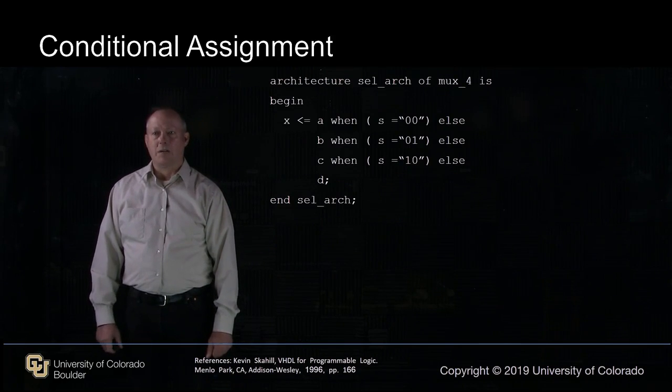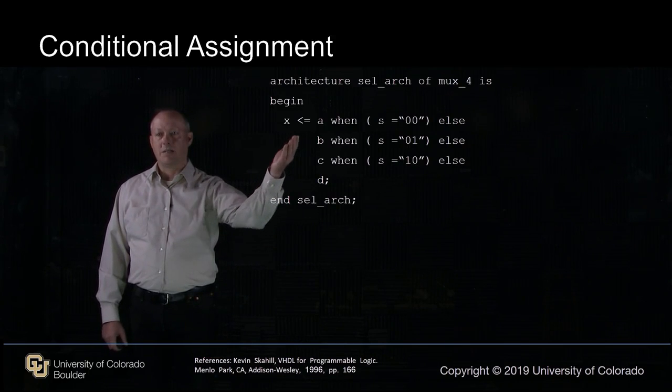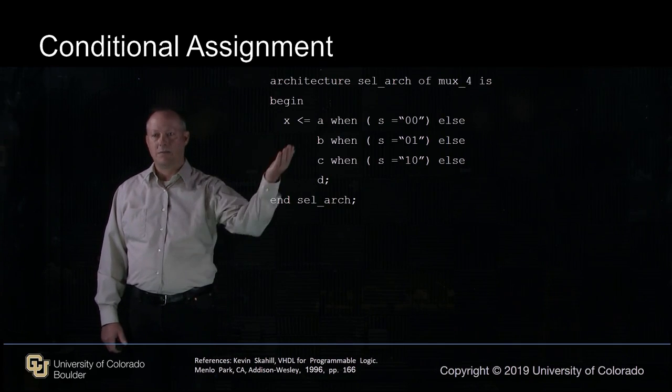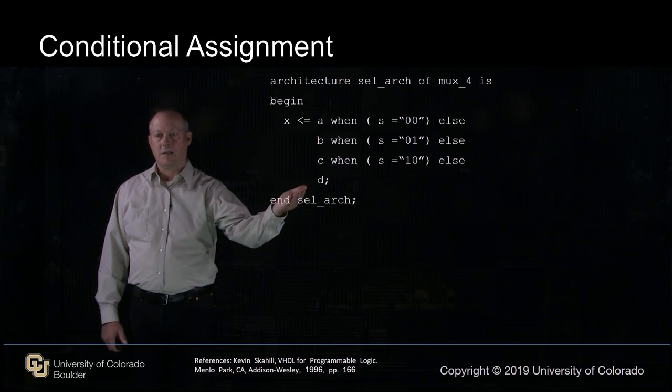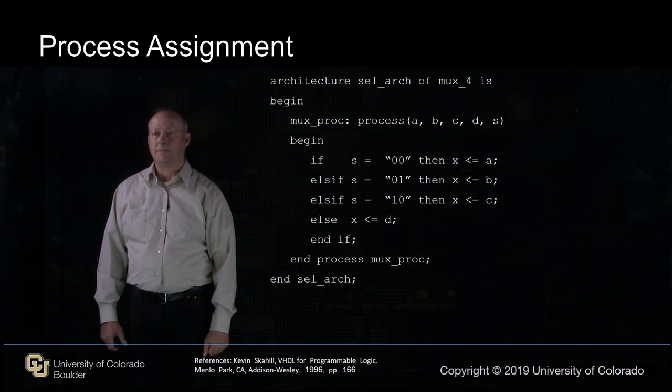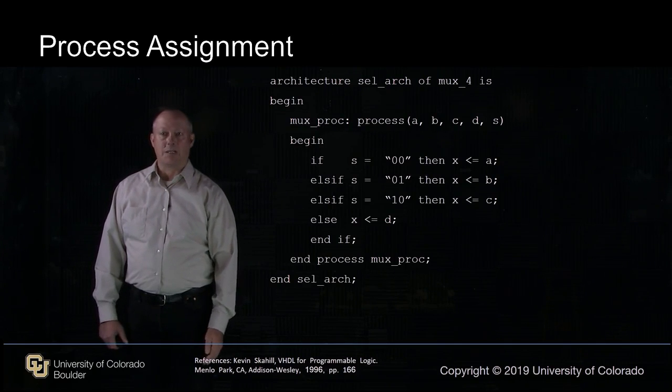Here we have a conditional assignment operator. So X is assigned A when S is 0, 0, B, C, and D, with the else statement selecting between each of our options. Here we have the process assignment.